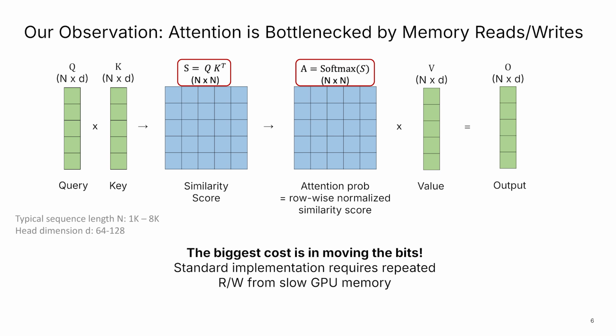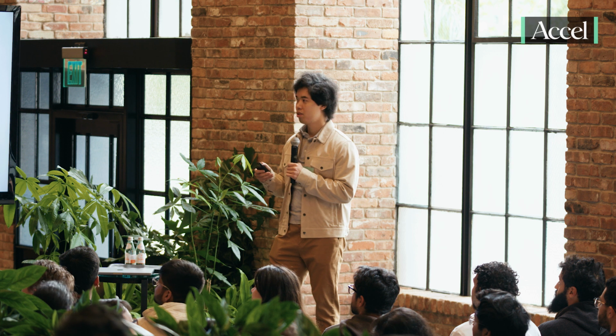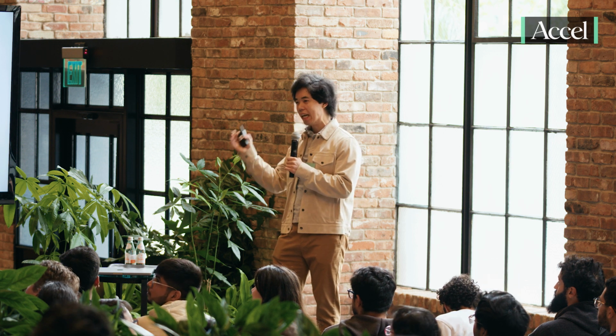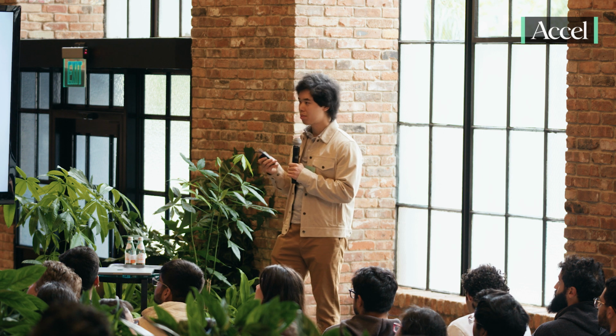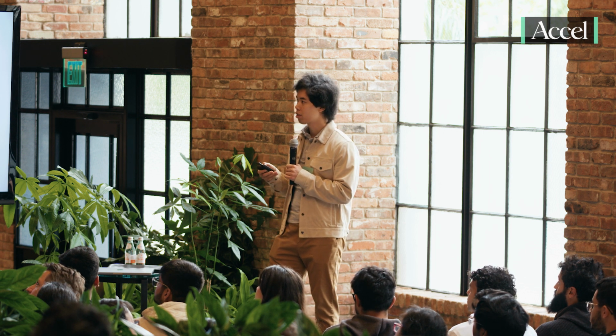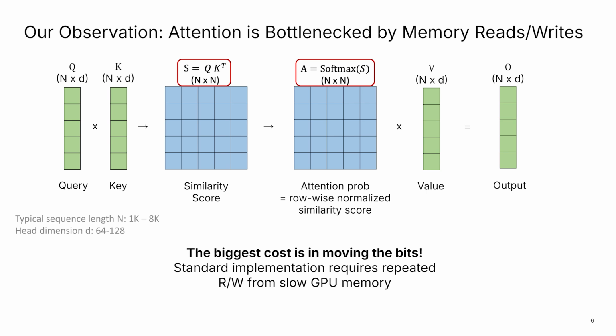We have as input the query and the key. For a single head, these are N by d, where N is the sequence length and d is the head dimension. N is on the order of thousands, or ideally we want to go up to 1 million. And d is the head dimension, which is usually quite small, on the order of a couple hundred. When you multiply them together, you get a similarity score. You do softmax, and this is what softmax looks like. You multiply by the value, which is also provided, to get an output.